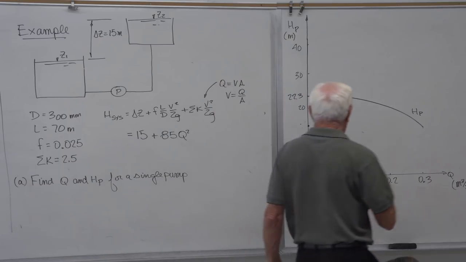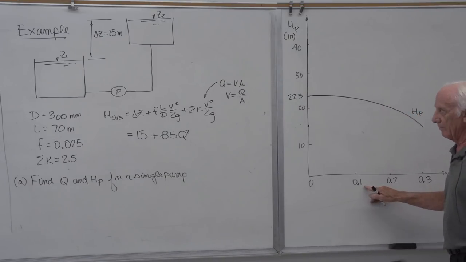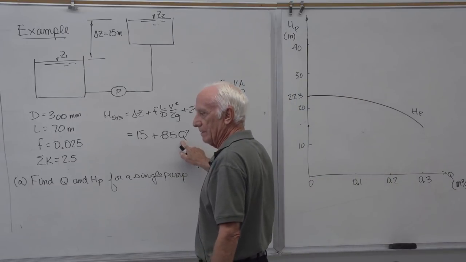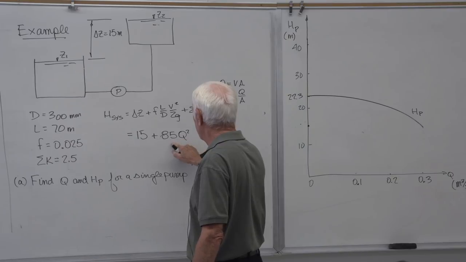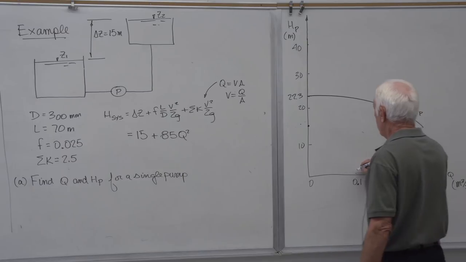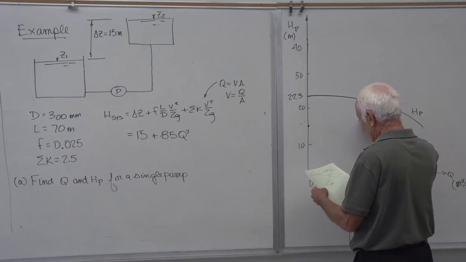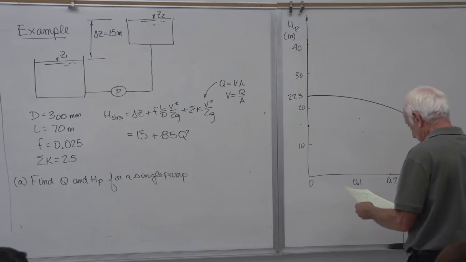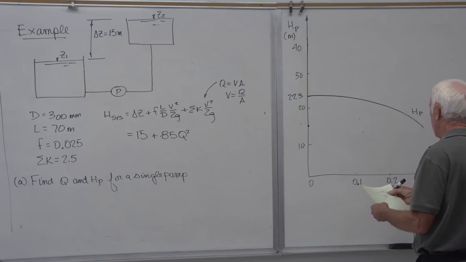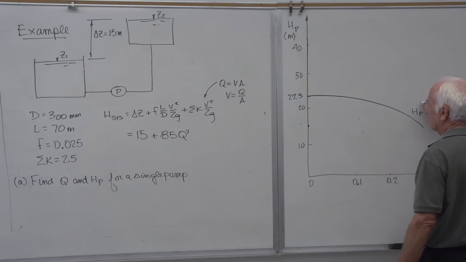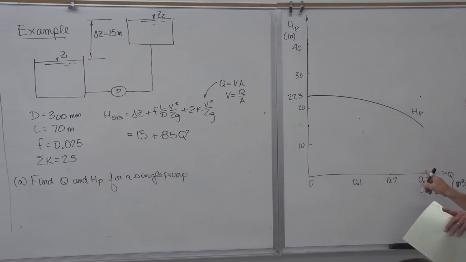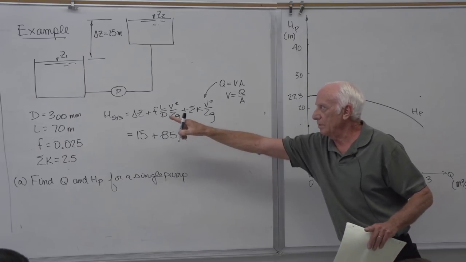I'm going to guess Q equals 0.1. Put that in here: Q squared, 0.1 squared, is 0.01, which gives 15.85, so it goes up to here. At 0.3, it's about 22 and a half, right about here. You guess some Qs, put them in, and plot the system curve.